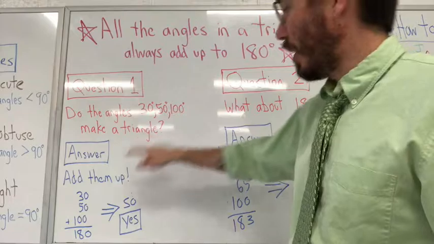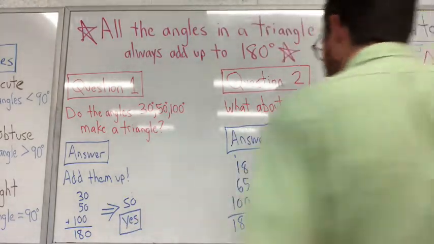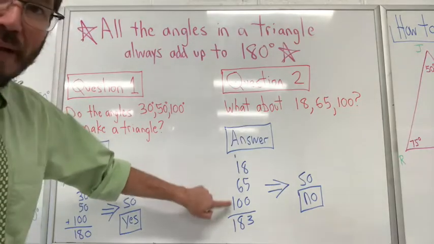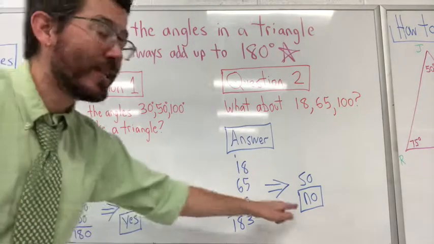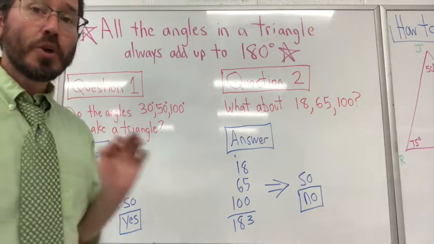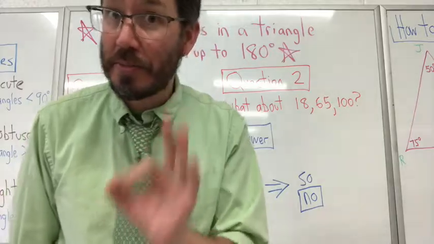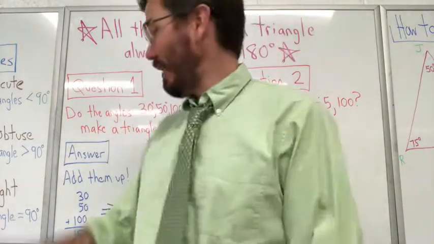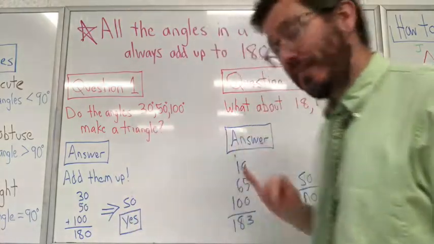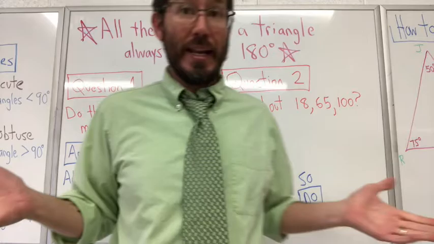30 plus 50 plus 100 does equal 180, so yes, it is a triangle. But if we come over here, 18 plus 65 plus 100 equals 183. It does not equal 180, so it is not a triangle. So not just any 3 angles makes a triangle. I will say that again. Not just any 3 angles makes a triangle. You've got to have them add up to 180. If they add up to 180, it is a triangle. If they do not add up to 180, it is not a triangle. Very simple, just doing some adding.